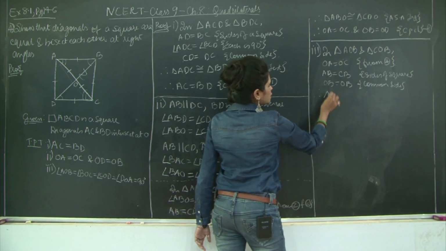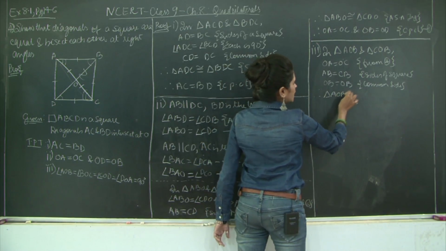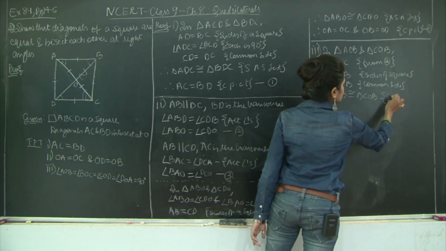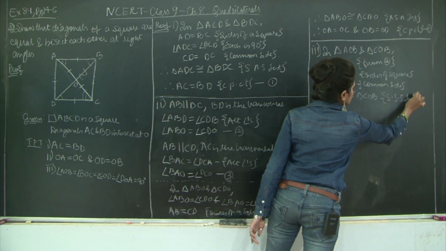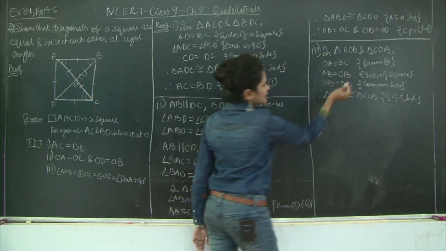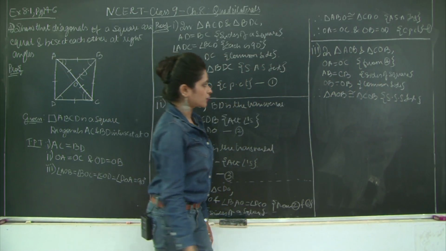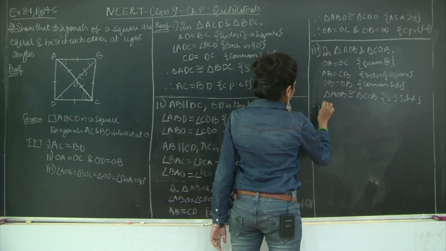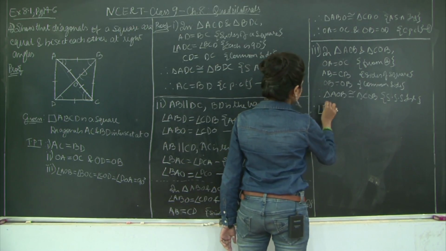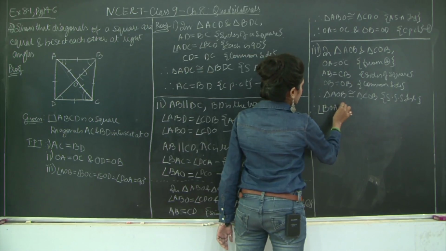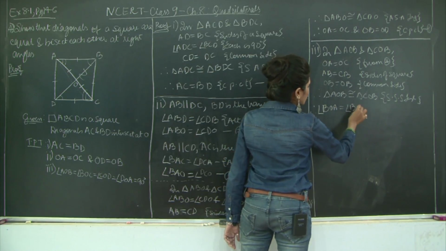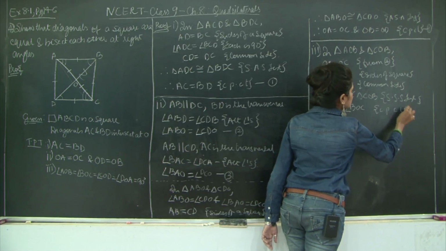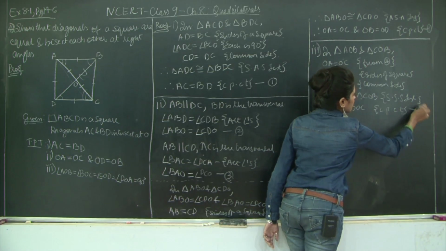Therefore, triangle AOB is congruent to triangle COB by the SSS test of congruence. See, we have all the sides equal. Therefore, SSS test of congruence. Therefore, let's write down. Therefore, angle BOA is equal to angle BOC. Why? Corresponding angles of congruent triangles. Let's mark this as 5.